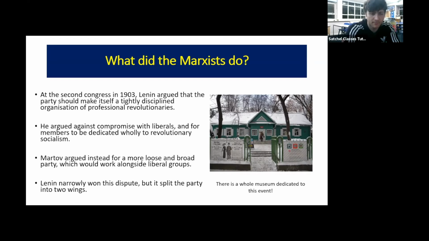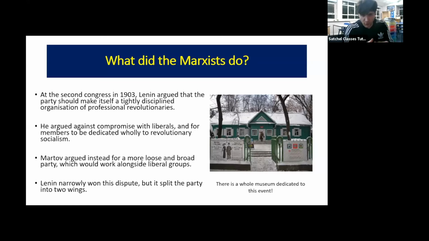On the other side, Martov, he argues for a sort of gentler approach. He wants a more loose and broad party, so not so intense, not so disciplined, and one that would work alongside lots of other groups that were oppositionists to the Tsar, including liberals who really only wanted a Duma and some democratic change. Now, that fight is a very close fight between those two wings of the Marxist movement, between Lenin and Martov. But Lenin narrowly wins it.